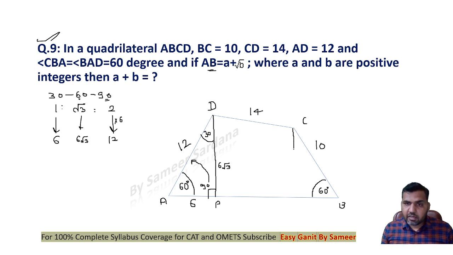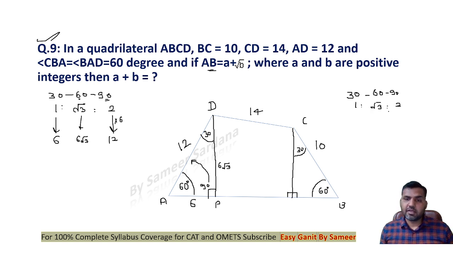Now if I drop a perpendicular from the point C on AB, this is 90 degrees. This, let's say, is 30 degrees. This is again a 30, 60, 90 triangle. Now in a 30, 60, 90 triangle, the side ratio will again be 1 : root 3 : 2. In this case, the side opposite to 90 is given to me as 10, so the side opposite to 30 would be 5 and the side opposite to 60 would be 5 root 3. So this length will be 5 root 3.